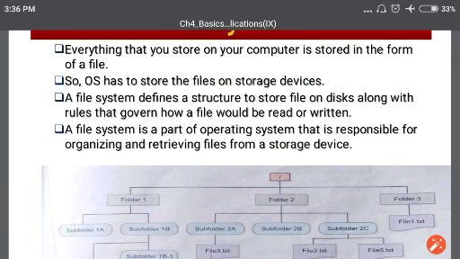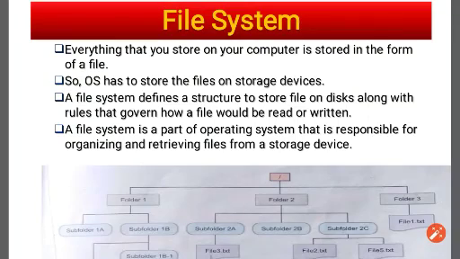So in another way, we can say a file system is the part of the operating system which is responsible for organizing and retrieving files from the storage devices. So it is a very important part of the operating system.